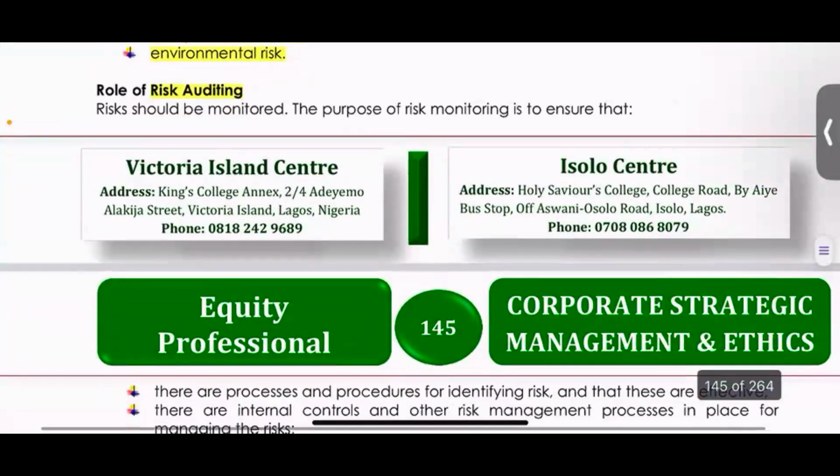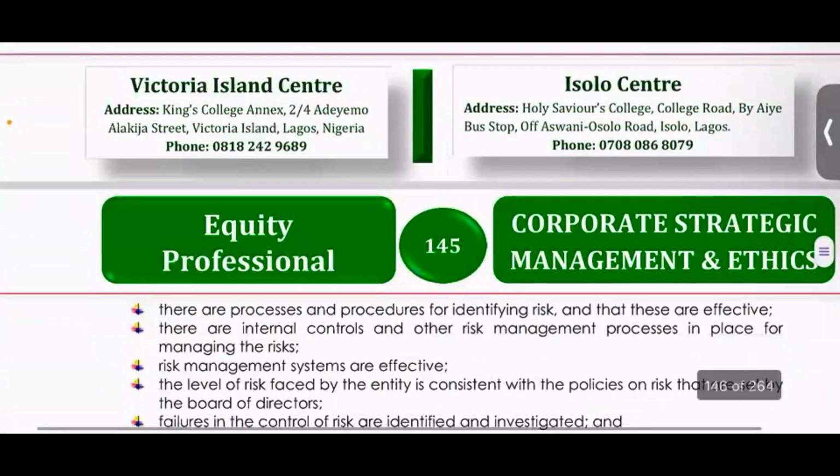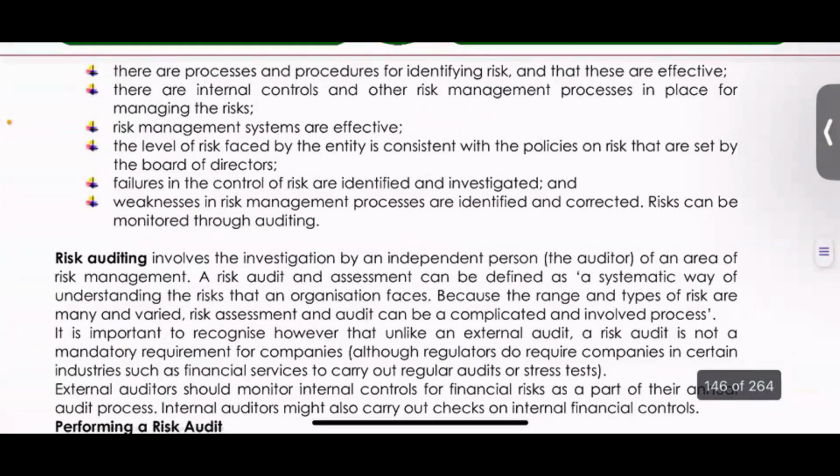So risk audit is one of the ways you can monitor your risks, right? When it comes to risk audits, it's basically to ensure that the procedures for identifying your risks are effective. So risk audit is a control measure, right? You put it in place to avoid some things from materializing. So they said that internal controls are in place, that your risk management systems are effective, that the level of risk that you're accepting is consistent, that the failures in your internal controls are being investigated, and that the weaknesses in the risk management process are identified and corrected.